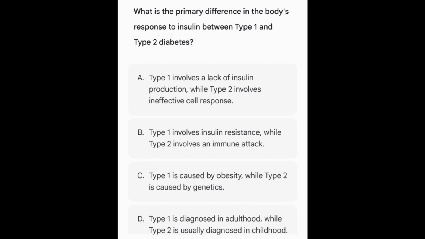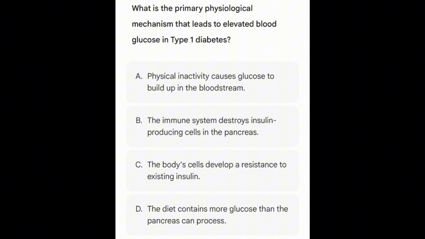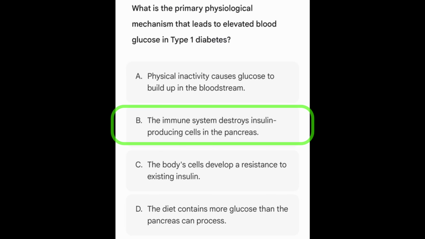Second question, what is the primary difference in the body's response to insulin between type 1 and type 2 diabetes? The answer is type 1 involves a lack of insulin production, while type 2 involves an ineffective cell response to insulin. And lastly, what is the primary physiological mechanism that leads to elevated blood glucose in type 1 diabetes? The immune cells destroy the insulin producing cells in the pancreas.